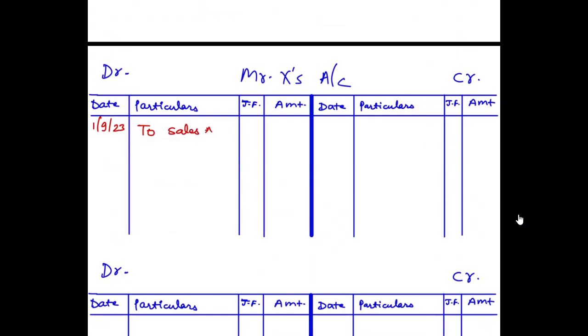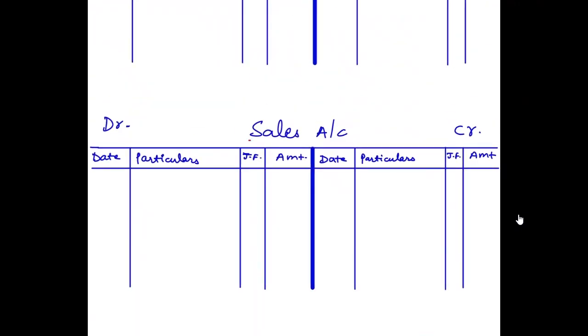So to sales account. How much is the amount of sales? That is 90,000 rupees. So Mr. X account has been debited by the sales account. So what I will do in the sales account, I will credit the sales account by Mr. X's account, that is 90,000. The date will be the same, that is 1st of January 23.